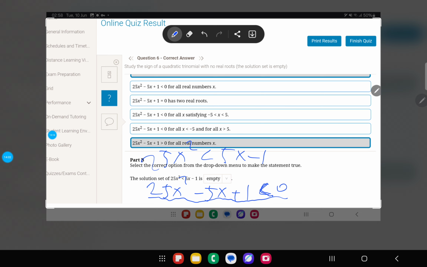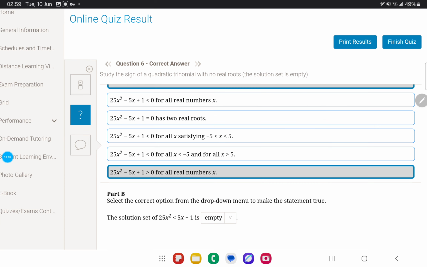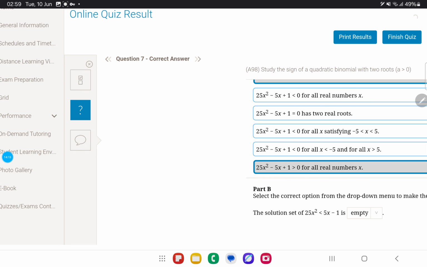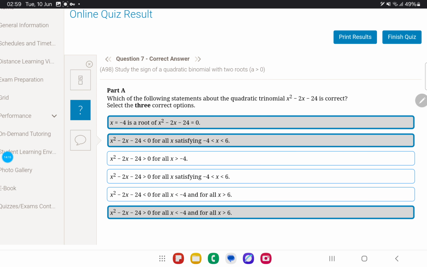That's it. See, they're all connected to each other. You just have to know the factors affecting it. One is like this, one is empty. They're all related. So it's very easy, don't worry guys.